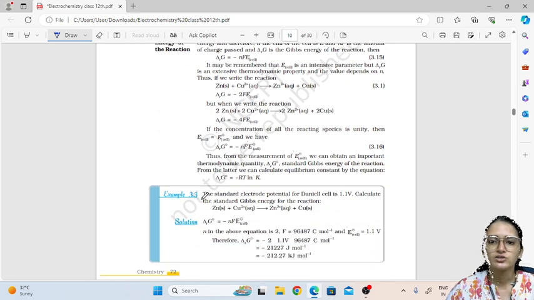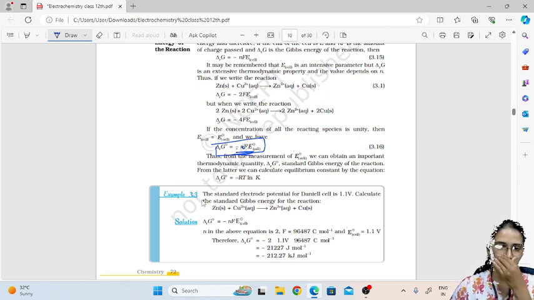When we just write delta Rg, it is the change in Gibbs energy, but when we write delta Rg naught, it is under standard condition. So we have the equation delta Rg naught is equal to minus NF E naught of cell. This is a very important equation. N is the number of ions exchanged, F is Faraday's constant, and E naught of cell is directly given. If a reaction is given, then for just delta Rg, you remove the naught. When we put naught, it is under standard condition. Most problems are asked on these questions, delta Rg naught.